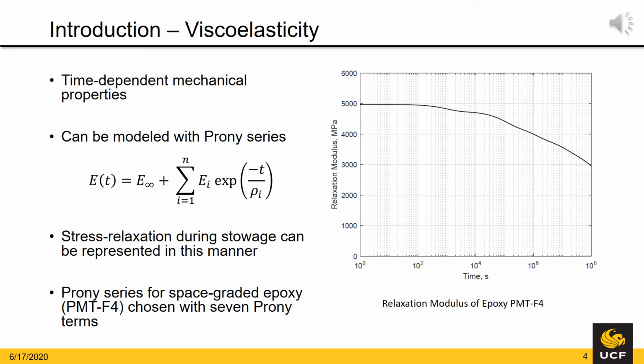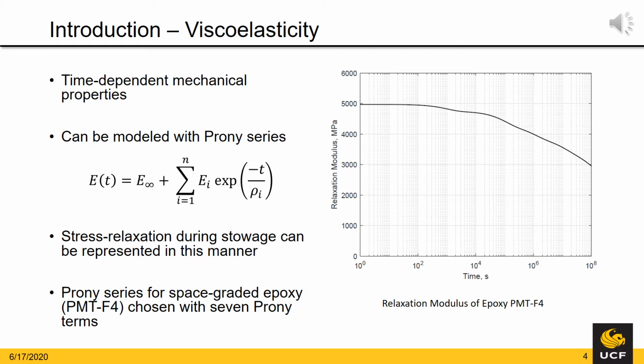The time-dependent behavior of viscoelastic materials can be modeled with a Prony series of the form we see in the center of this slide. E infinity here represents the infinite Young's modulus, whereas E_i and rho_i are the Prony coefficients and relaxation times respectively. With this equation, the relaxation modulus can be calculated at any given point in time t. This is particularly useful when the stress relaxation in a folded deployable structure is analyzed, since this decrease in stored strain energy can be estimated.